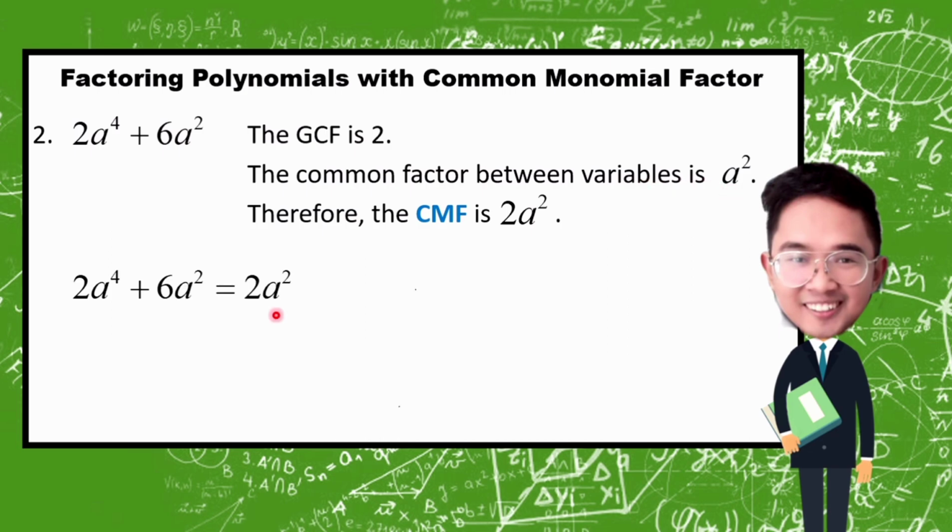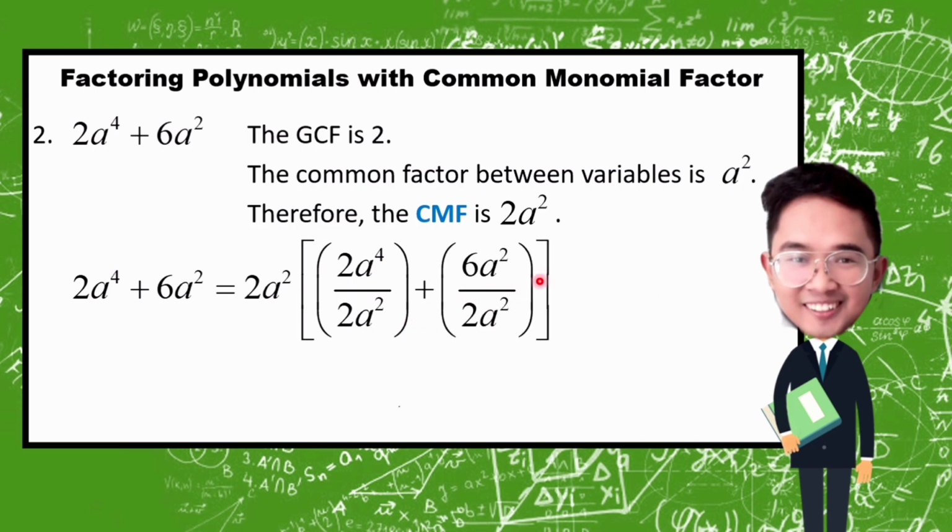And let's now proceed to the second step, wherein we need to divide each term by the common monomial factor. 2a raised to 4 over 2a squared plus 6a squared over 2a squared. To simplify, just bring down the common monomial factor, multiply by 2a raised to 4 over 2a squared. 2 divided by 2 is equal to 1. That's why we need to cancel.